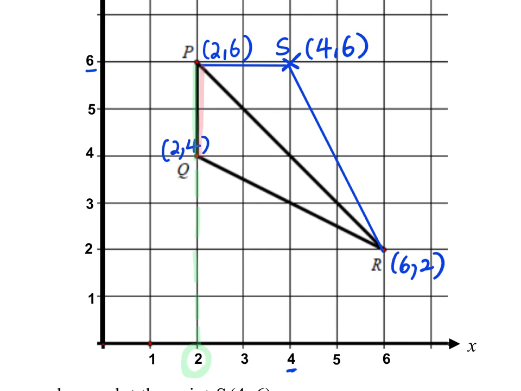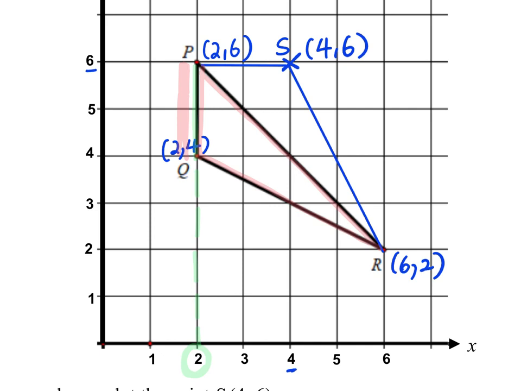PQR. So this is actually not an upright triangle. If I want to find the area of the triangle, I need to take area of base times perpendicular height. Which base can I use and where is the height? Well, I can use this to be my base.